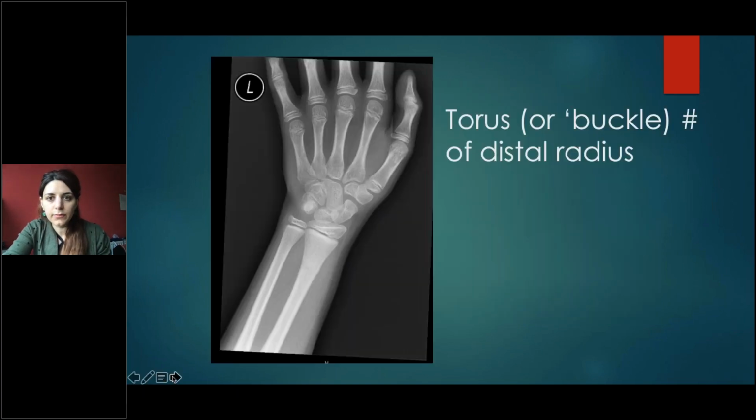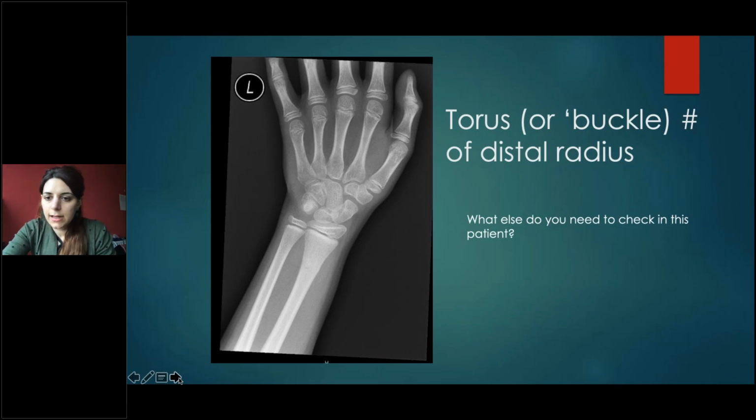Okay. Feel free to ask any questions at any point. I'm monitoring the chat. So back to our girlie, the one that we had, the 8-year-old with the buckle fracture. What else should you not forget to examine on this patient?